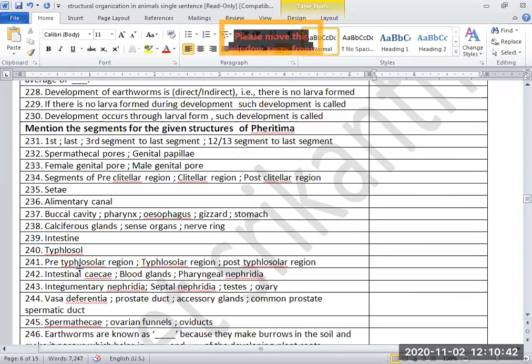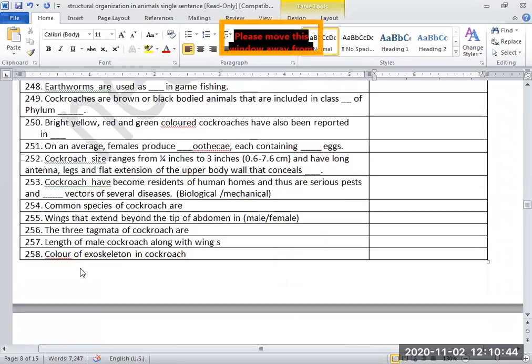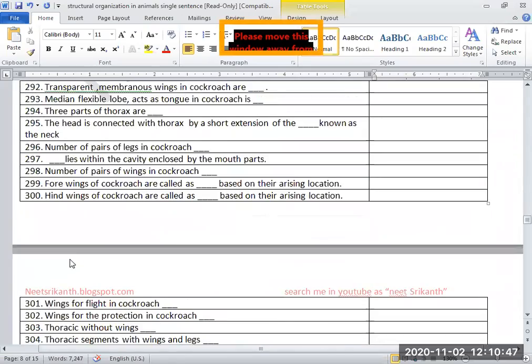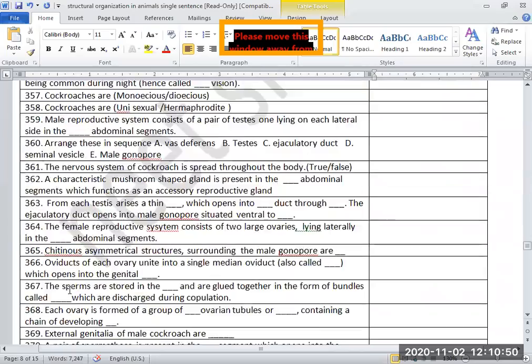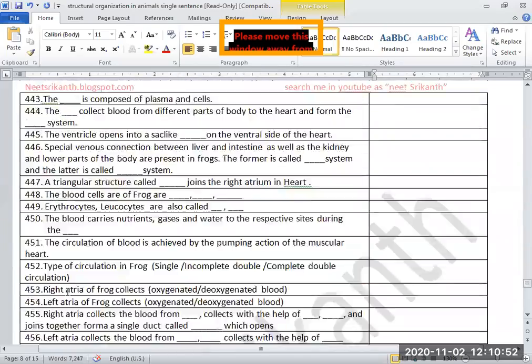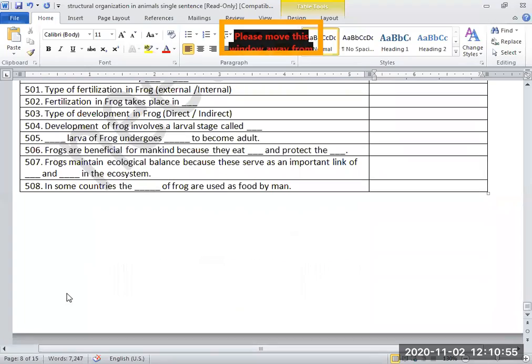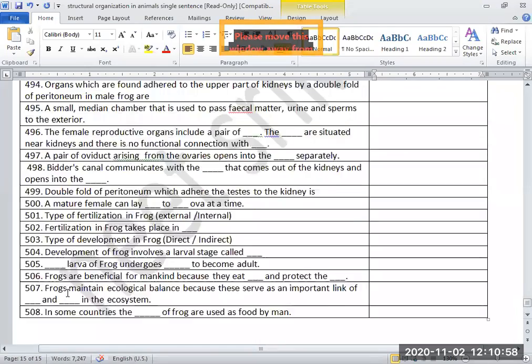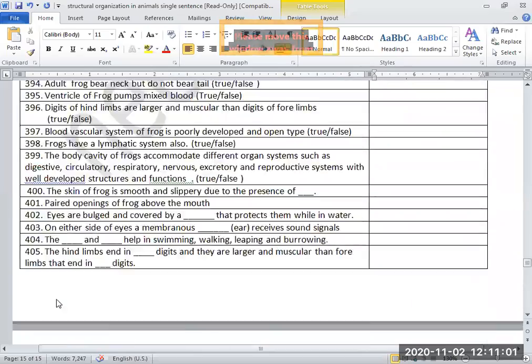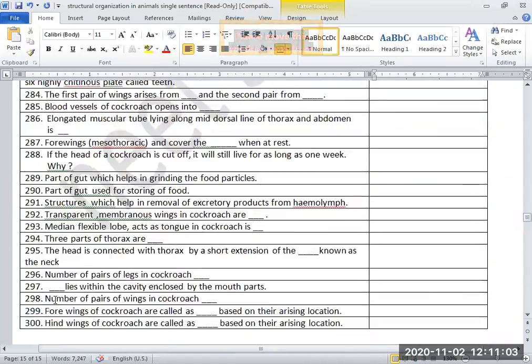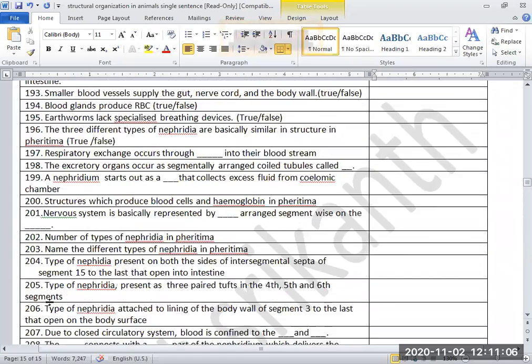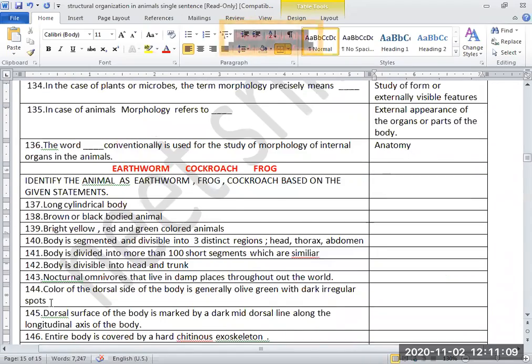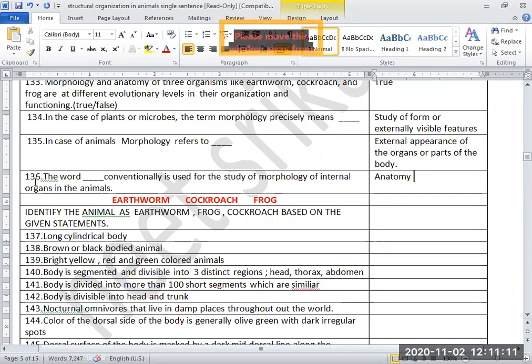So just read earthworm, cockroach, and frog and get ready for answering questions on them. It's not many questions we have. The total chapter, a bigger chapter, has only 508 questions, earthworm, cockroach, frog along with histology. The chapter Structural Organization in Animals has just that. So up to histology, we have completed up to 136. So be well prepared and get ready for answering these particular questions of earthworm, cockroach, and frog.